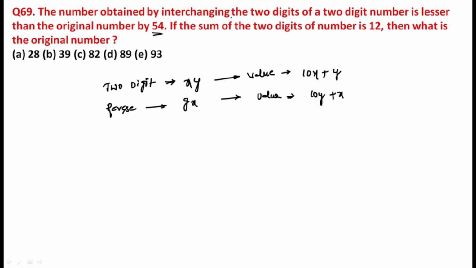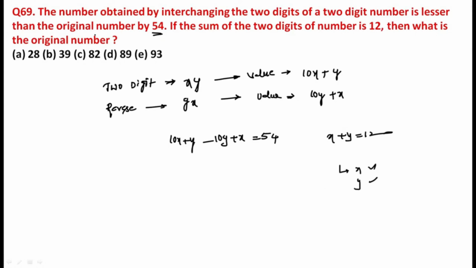Here is the question. After interchanging the two digits, the two-digit number is less than the original number. So 10y plus x is less when compared to the original number 10x plus y by 54. And the sum of digits x plus y is equal to 12. So you just identify the values of x and y.